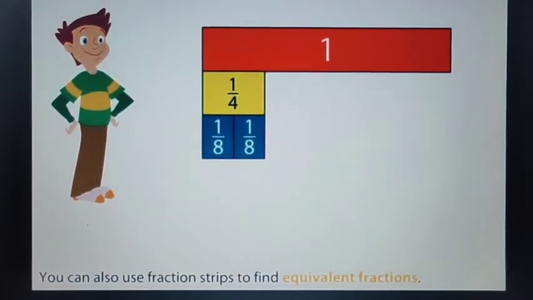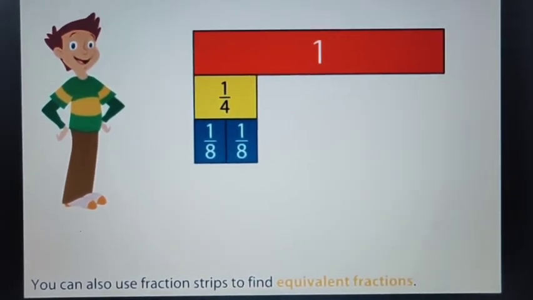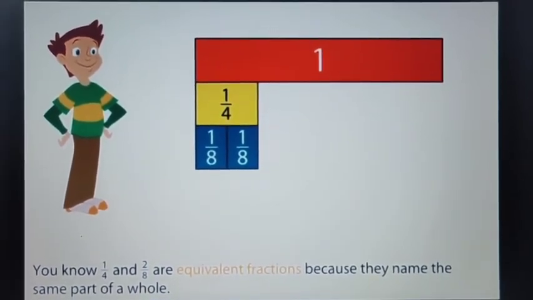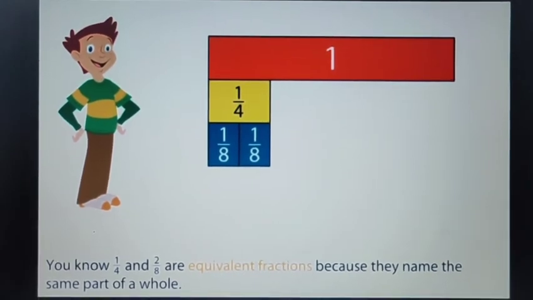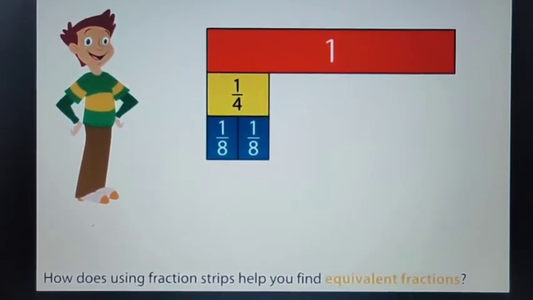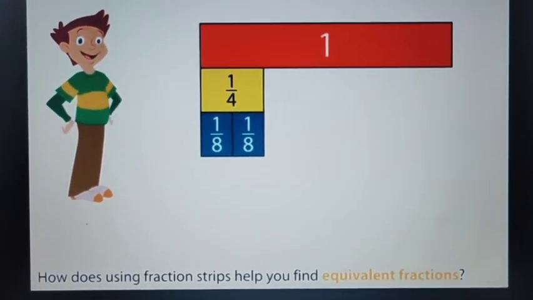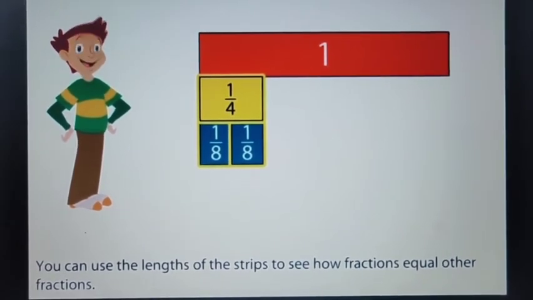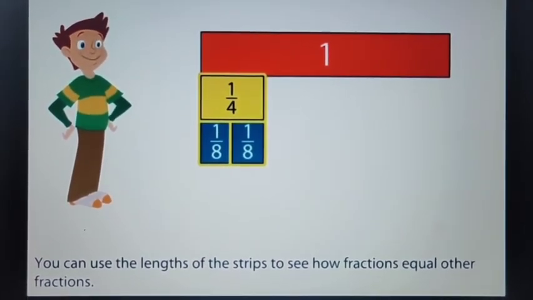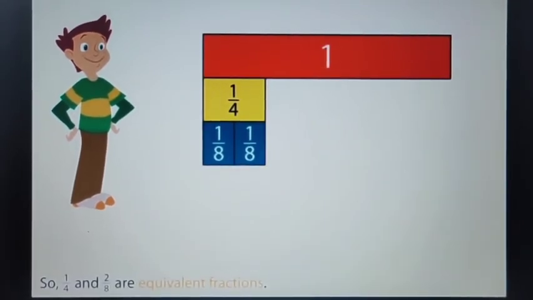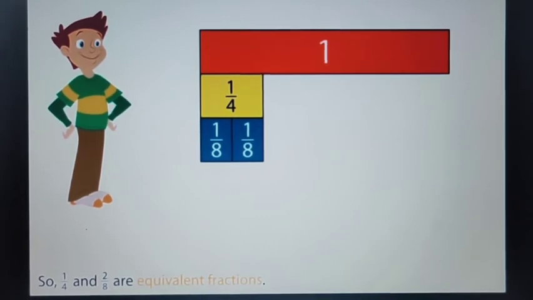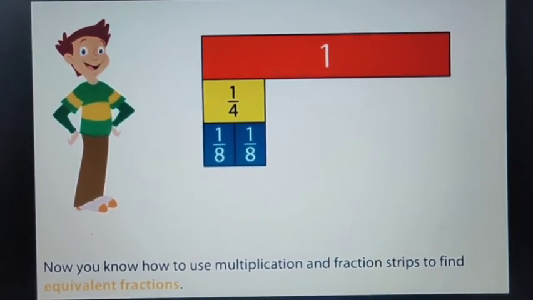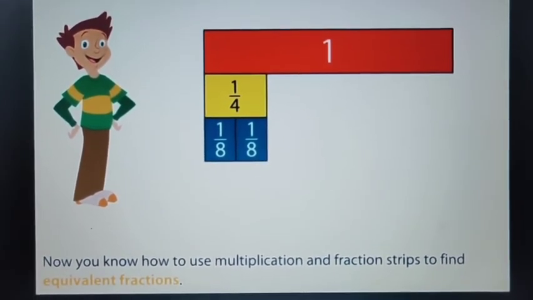You can also use fraction strips to find equivalent fractions. You know 1/4 and 2/8 are equivalent fractions because they name the same part of a whole. How does using fraction strips help you find equivalent fractions? You can use the lengths of the strips to see how fractions equal other fractions. So 1/4 and 2/8 are equivalent fractions. Now you know how to use multiplication and fraction strips to find equivalent fractions.